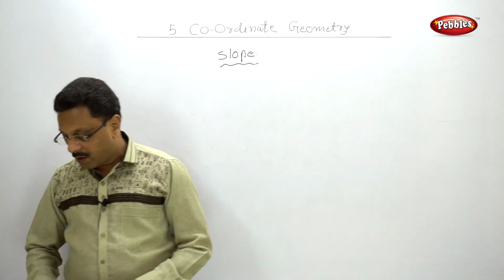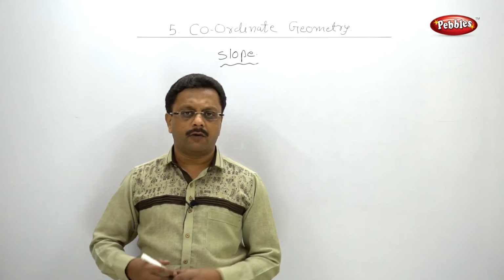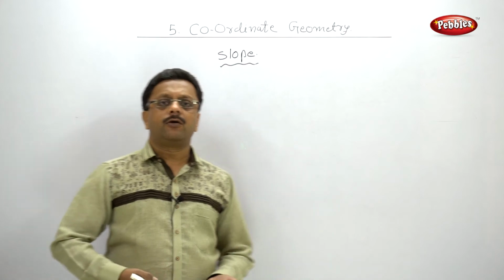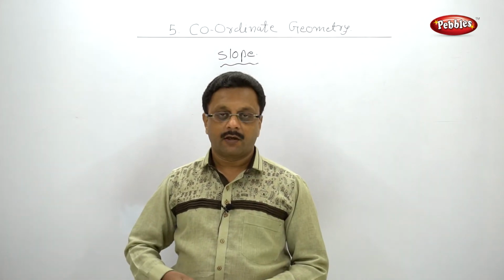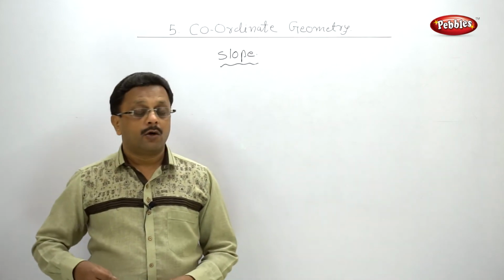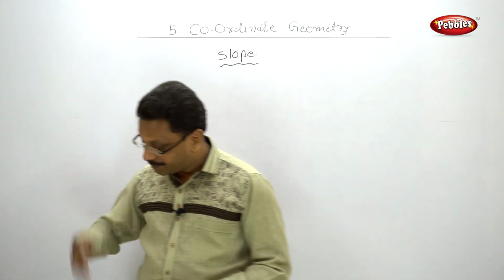The first problem, find a slope of line having inclination 60 degrees. How will you find out the slope? M is slope. M is equal to tan theta. So what is tan 60? Tan 60 is nothing but root 3. So root 3 is the slope of this line.